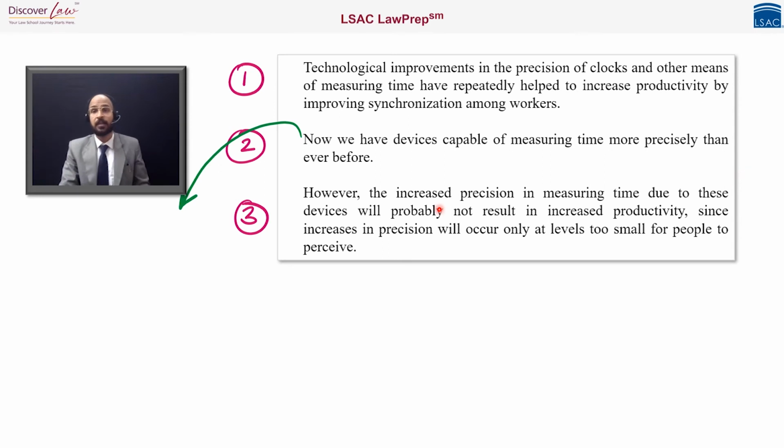Next sentence says, now, today, we have the ability to measure time very precisely, more than ever before. The third sentence says, however, this increase in precision will probably not increase productivity. And then it gives you the reason for that thereafter.